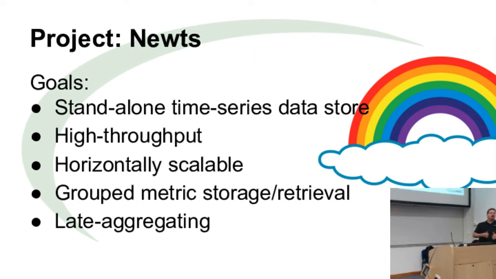So this does not have collection. It doesn't make any provisions for collection. It does not do any graphing. There's no presentation whatsoever. It's just scalable storage, and those other pieces will be other projects. Prioritizing high throughput, horizontal scalability, and grouped storage and retrieval, and we're making it late aggregating. So aggregations are not in line with storage of the data, so they're not an impediment to scaling out.